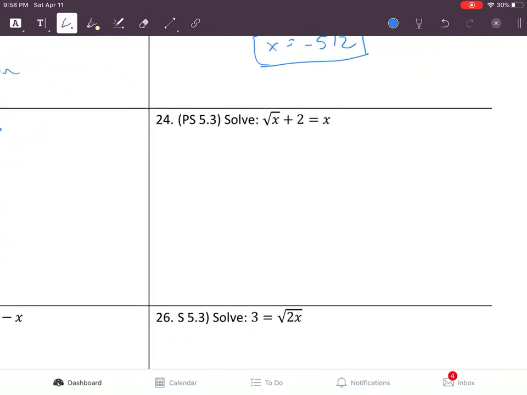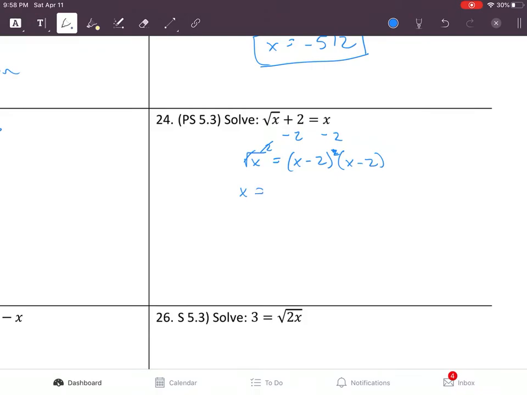Number 24. Okay, we've got to get the square root sign by itself, so we're going to subtract 2 from both sides. So we have the square root of x equals x minus 2. Now, since the square root sign is by itself, we can square both sides. When we square both sides, we're squaring the right side as a unit. Okay, so we're doing x minus 2 times x minus 2.